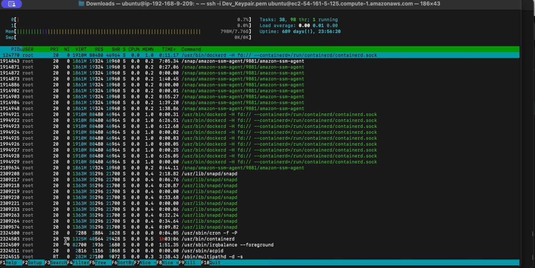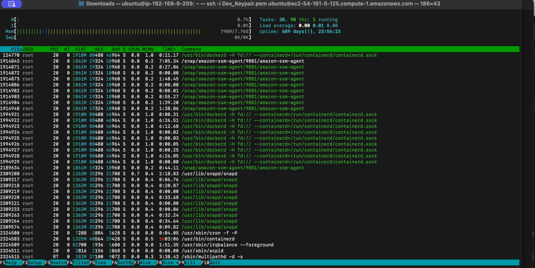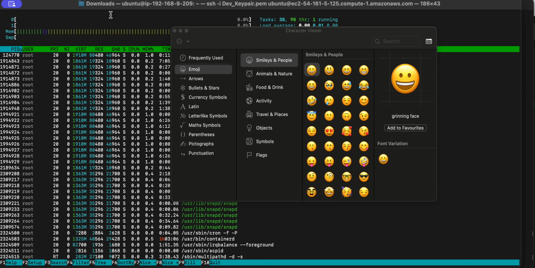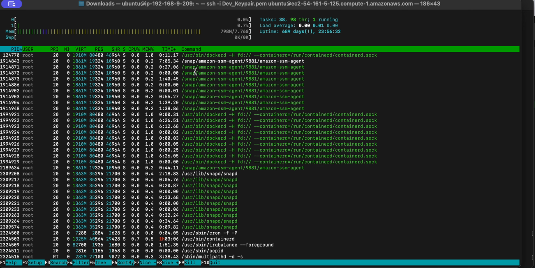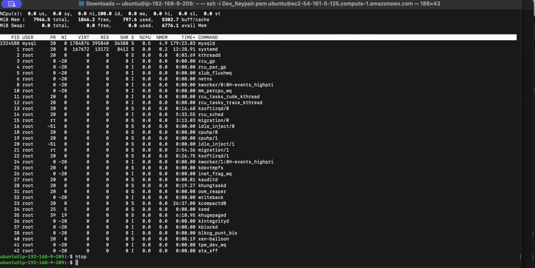So this is more human readable, but I walked you through the first one because that one is available in all flavors of Linux, while this one is not available for everyone.